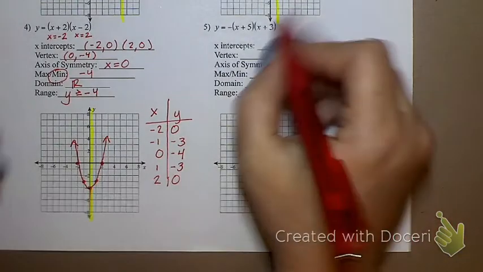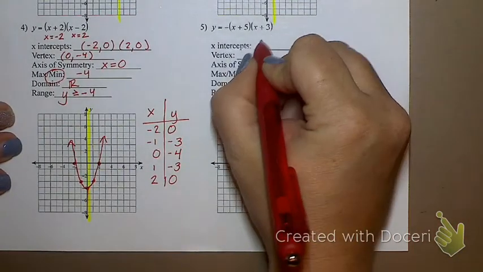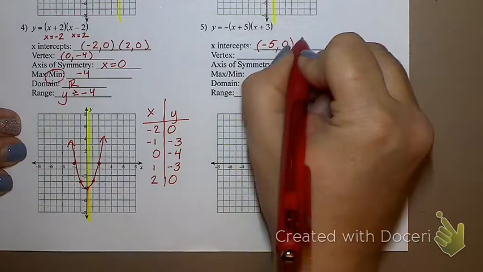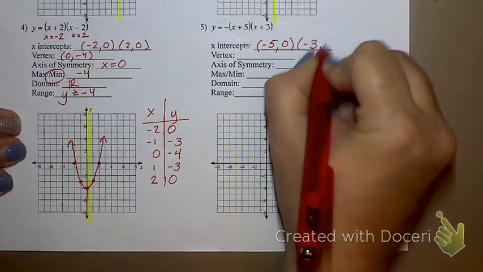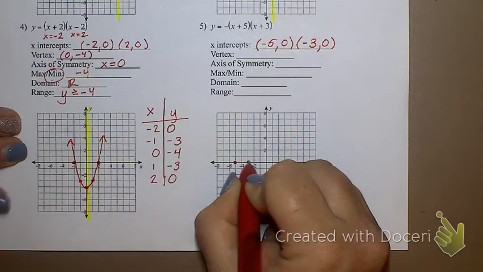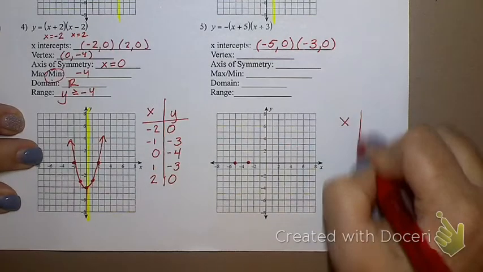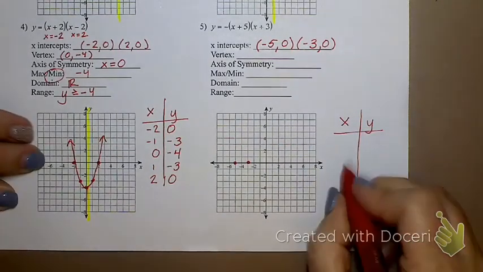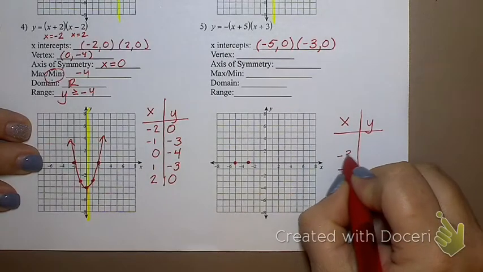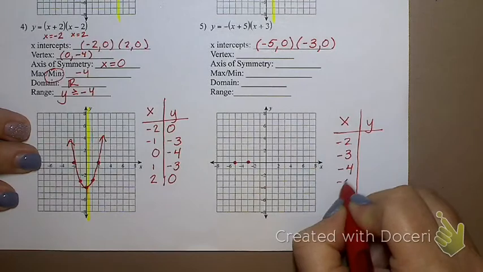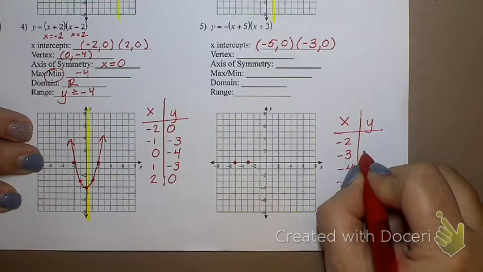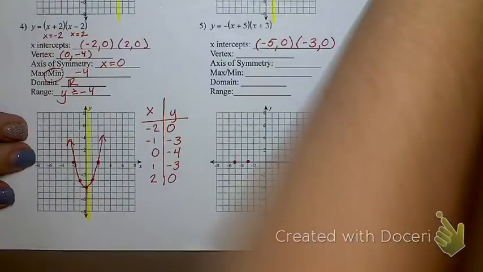All right, last one we're going to do together. What are my x-intercepts? -5, 0 and -3, 0. So go plot those. What is my vertex that I'm going to start off with? What's right in the middle? -4. So fill in your values around. And I know -5 goes with 0 and -3 goes with 0. So now what do I do?